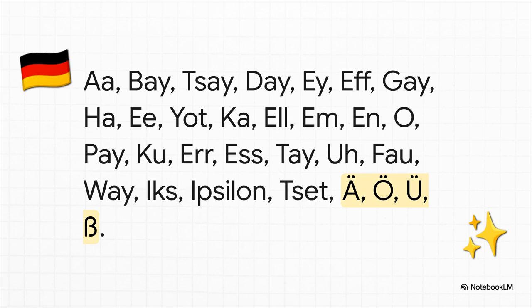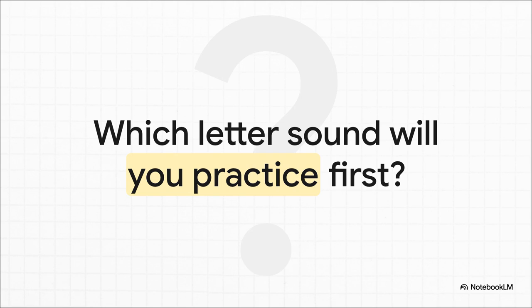I'll say the name of the character, you say it right back to me. Ready? Let's go. A, B, C, D, E, F, G, H, I, J, K, L, M, N, O, P, Q, R, S, T, U, V, W, X, Y, Z, Ä, Ö, Ü, ß. Absolutely brilliant. So, you've just been handed the complete toolkit of German sounds.